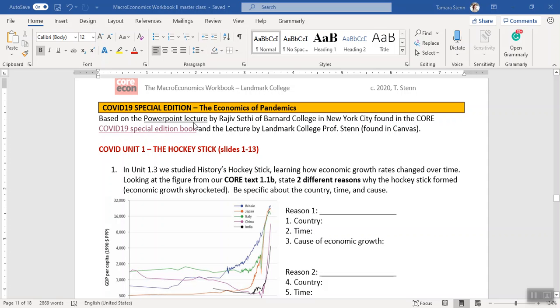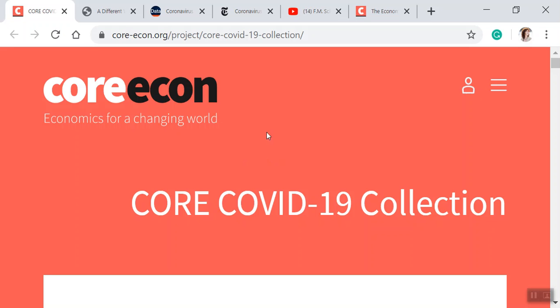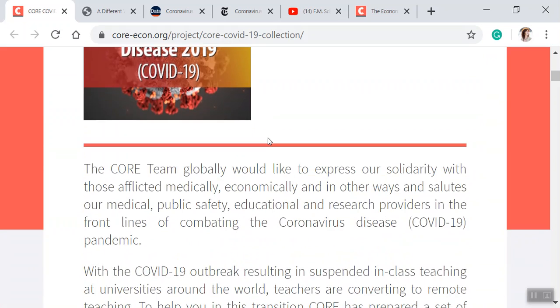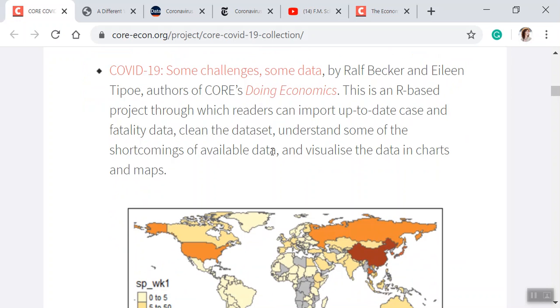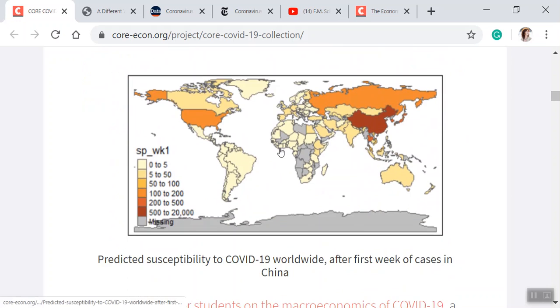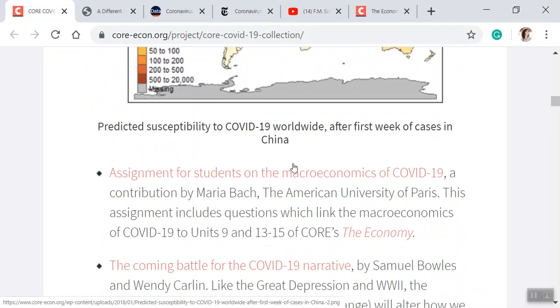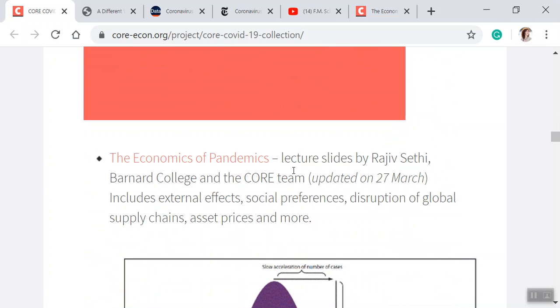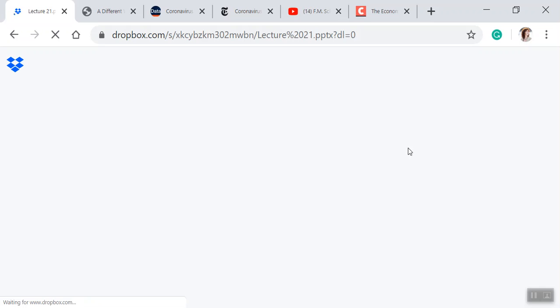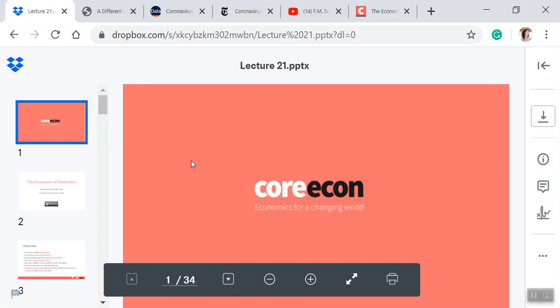And what I'm going to do now is go to this link where it says PowerPoint Lecture. When I click on that, it'll open up my CORE COVID-19 collection. This is a dynamic document that continues to grow as more and more professors are adding their classroom activities and lectures about COVID-19 in their online learning environment. The specific ones that we're working on are right here: the economics of pandemics, lecture slides by Rajiv Sethi from Barnard College. And this is what we'll be working on for our unit.